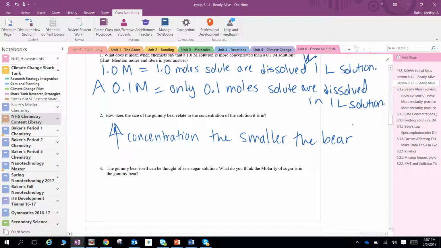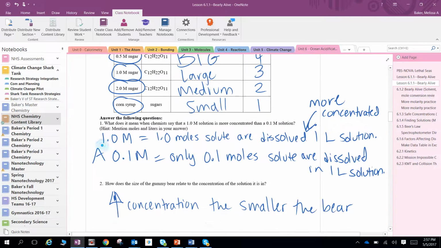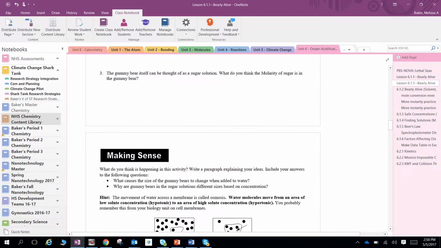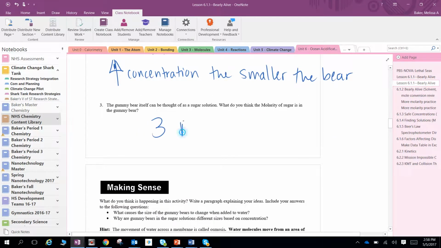And it says the gummy bear itself can be thought of as a sugar solution. What do you think the molarity of sugar is in the gummy bear? Well, the gummy bear still grew bigger in the 2 molar sugar solution. So you kind of have to take a guess here. Maybe a 3 molar solution? It would be the solution where the gummy bear would stay the same size.